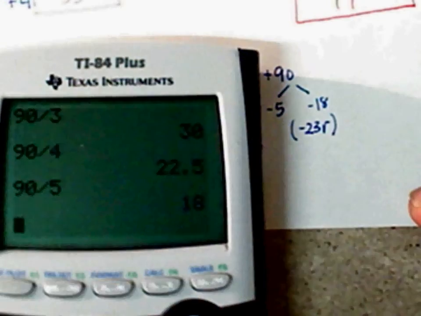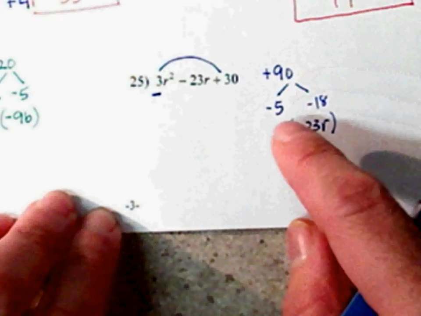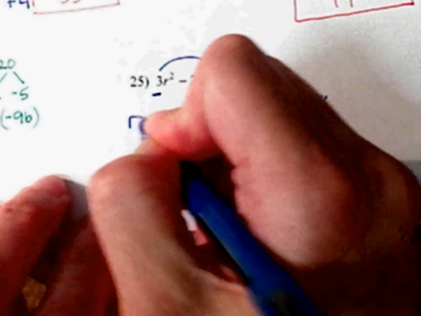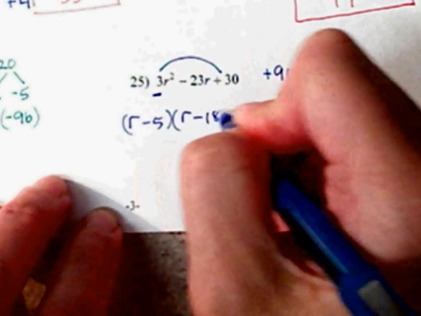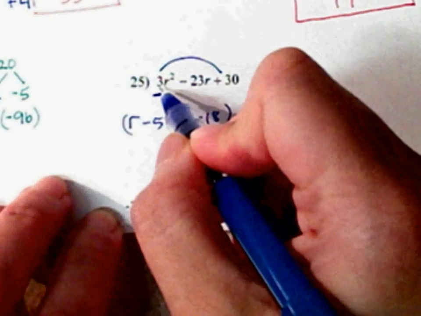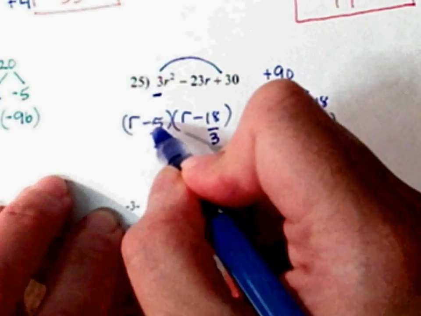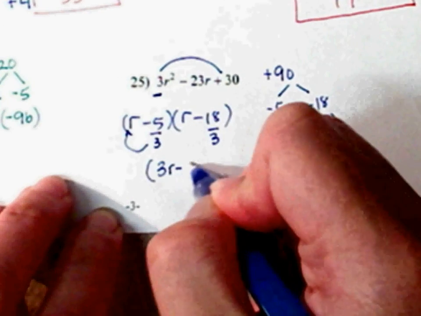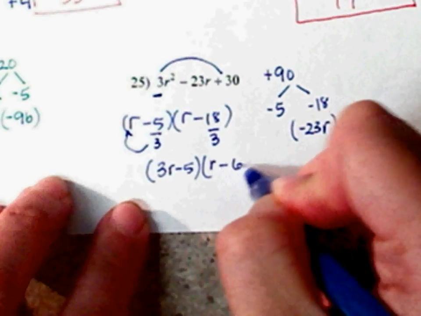Because negative 5 times negative 18 is positive 90. Negative 5 minus 18 is negative 23. Okay? So let's rewrite. x minus 5, x minus 18. You remember that a? Divide each of your numbers by that a. Can't simplify that, so the bottom comes up. So you have 3x minus 5. How about negative 18 over 3? Well, that's the same as 6. And there you have it factored.